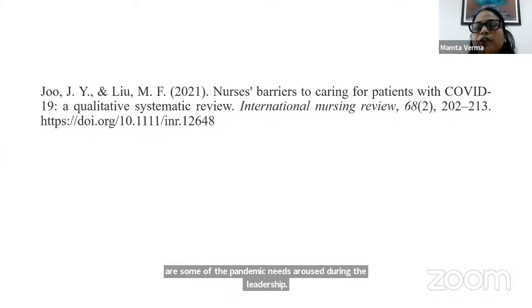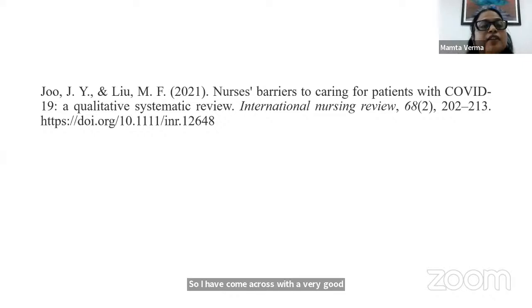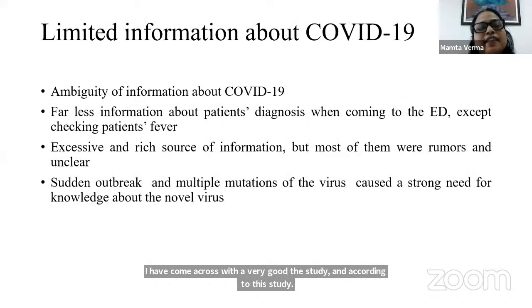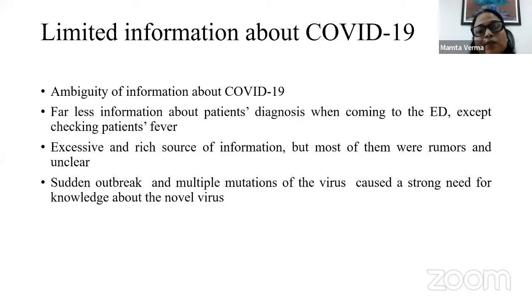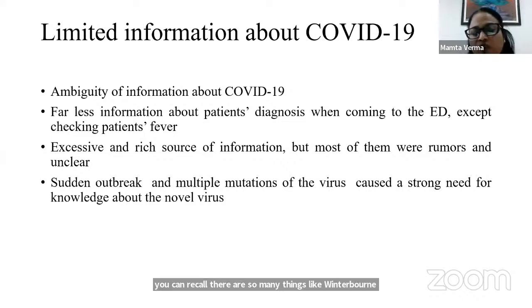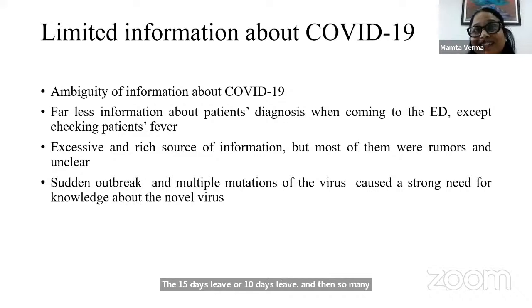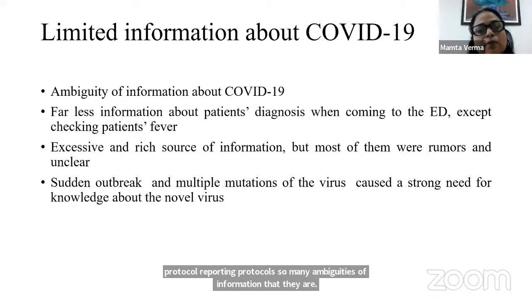So I came across a very good study, and according to this qualitative study, there was limited information about COVID-19. There was an ambiguity of information about COVID-19, as I have stated. And if you can recall, there were so many things like when to quarantine, when to give home quarantine, the leaves, the 15 days leave or 10 days leave, and then so much information about patient care protocols, medication protocol, oxygenation protocols, precaution protocols, reporting protocols. So many ambiguities of information. So this was a problem, a limitation.